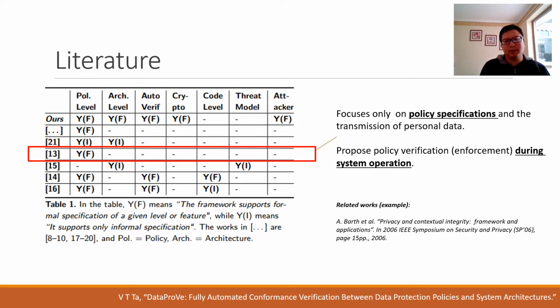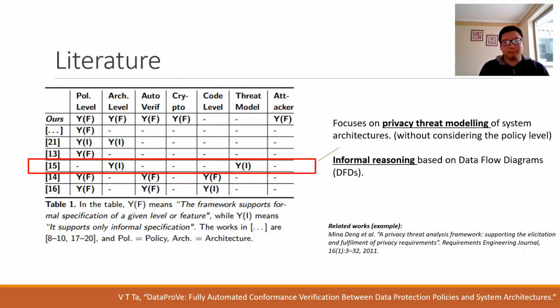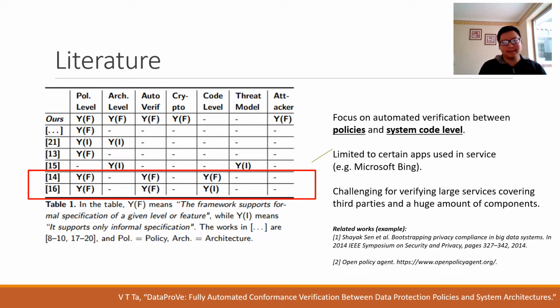Some focus on the policy specification approaches for the transmission of personal data and how to enforce these policies during system operations. And some focus on privacy threat modeling of system architectures, but without considering the policy level. And finally, some focus on the code level and the verification of policies against codes. And as I already mentioned, these usually focus on a single application due to the code complexity, but it would be quite challenging if someone wants to verify the entire service or system with this.